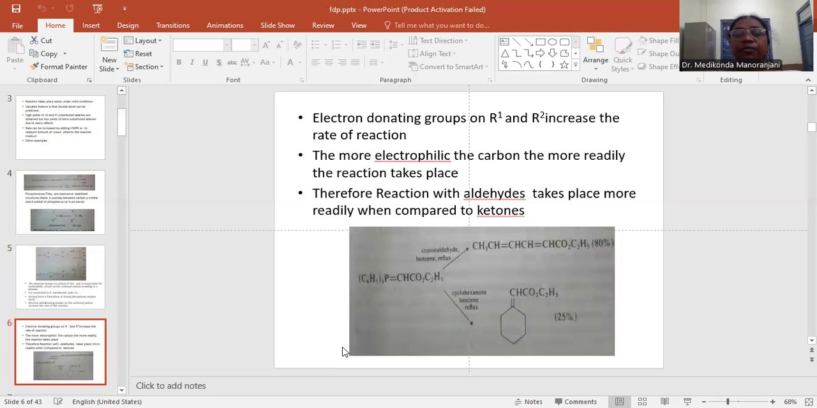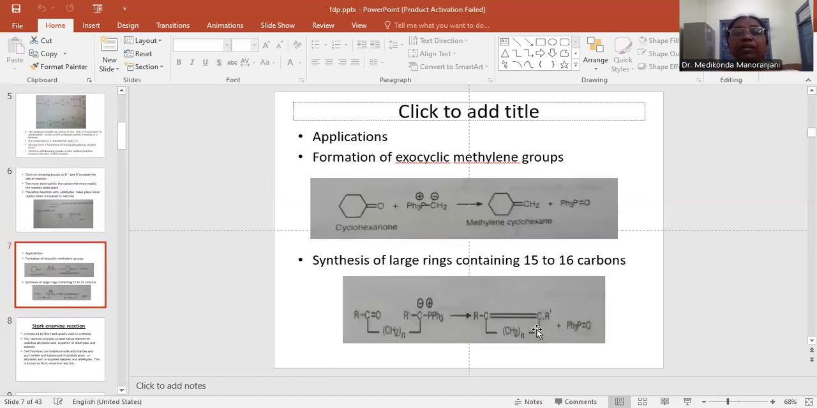In the following example, you can see here, this is a phosphorane. It reacts with crotonaldehyde in the presence of benzene, and upon reflux, you can see the following alkene. And similarly, the same phosphorane reacts with cyclohexanone in the presence of benzene, and upon refluxing, it gives this product alkene. Let us see the applications.